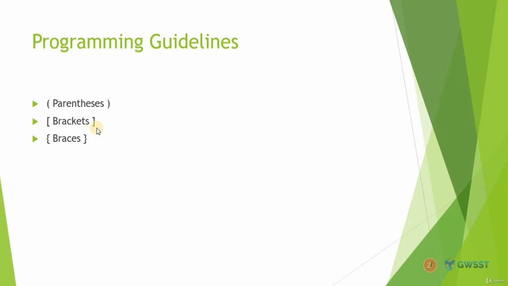For example, we call these things here parentheses. We have these things which we call brackets, and we have these things which we call braces. So make sure that you remember them very clearly. When I say use parentheses, we're going to use this. When I say use brackets, we're going to be using this. When I say use braces or flower braces or curly braces, we'll be using this one.